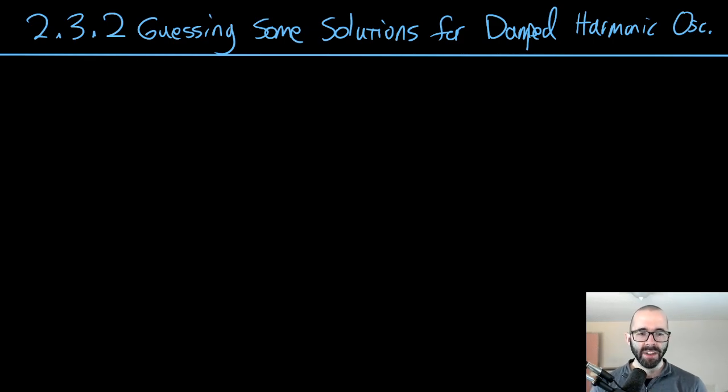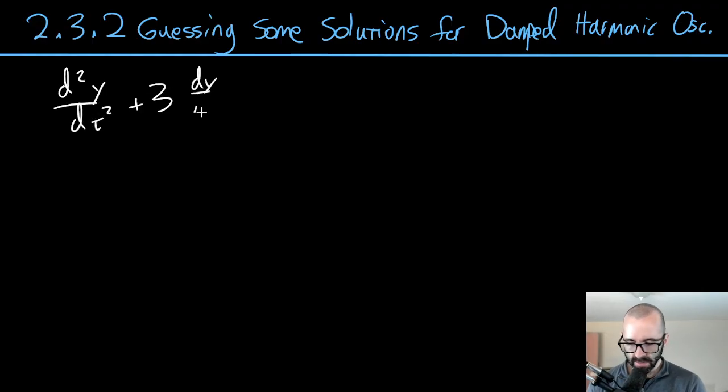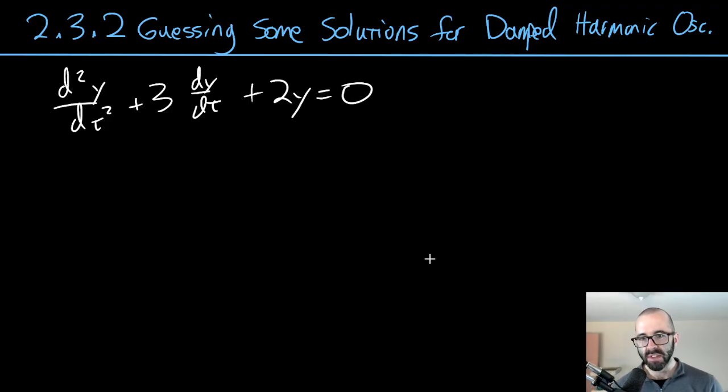We're back to everyone's favorite analytic method, and that is guessing. We're going to start by looking at a specific example of a damped harmonic oscillator. Let's look at d squared y dt squared plus 3 dy dt plus 2 times y equals 0. So this is a specific situation.